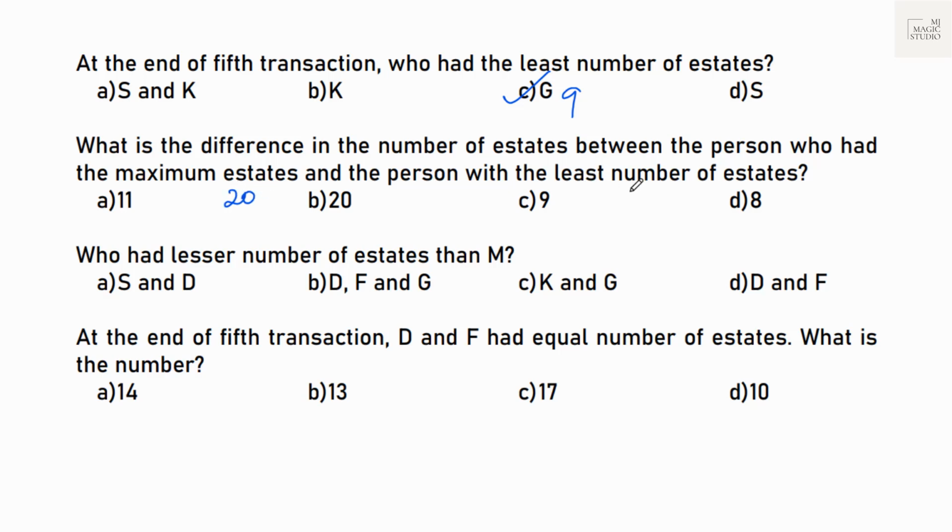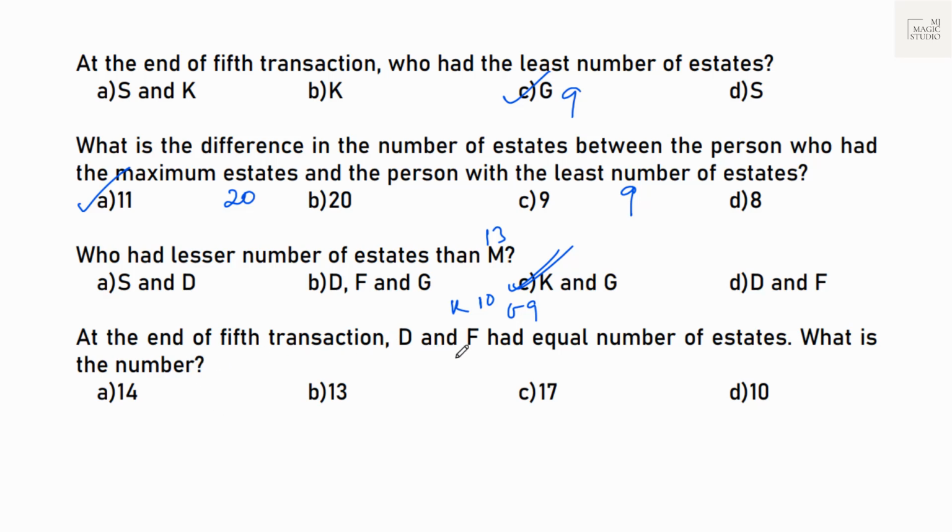What is the difference in the number of estates between the person who had the maximum estate? Maximum estate is 20, and the person with the least number of estate is 9. So 20 minus 9 is 11. Who had lesser number of estate than M? M has 13. So less than 13 is with K 10 and G 9.